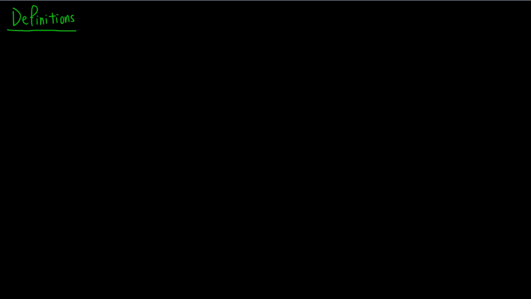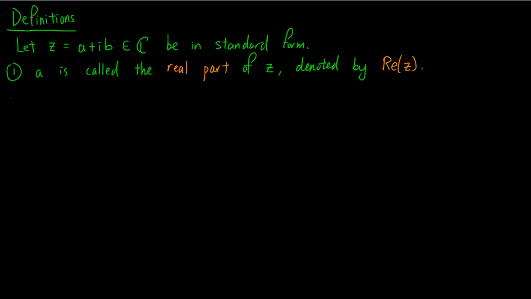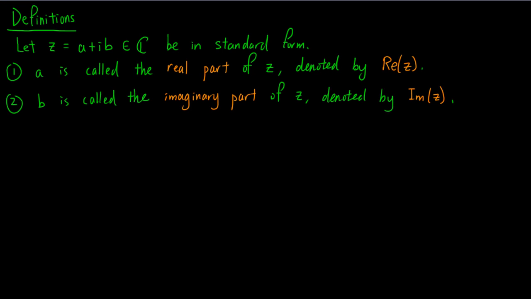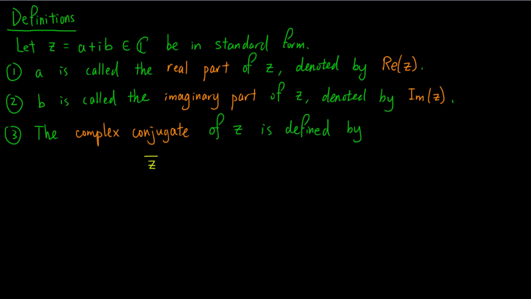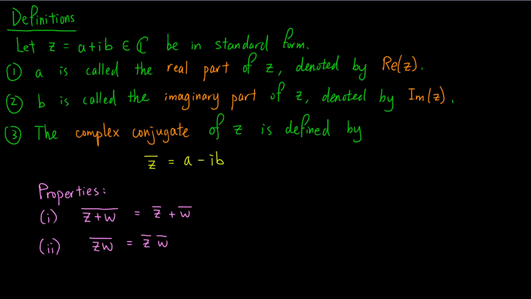Let's introduce more definitions for complex numbers. For a complex number in the standard form a + ib, a is called the real part of z, denoted by Re(z). b is called the imaginary part of z, denoted by Im(z). Also, the complex conjugate of z is defined by z̄ = a - ib. The complex conjugate has some useful properties, including the conjugate of z + w equals z̄ + w̄, the conjugate of zw equals z̄w̄, and the conjugate of z̄ equals z itself.